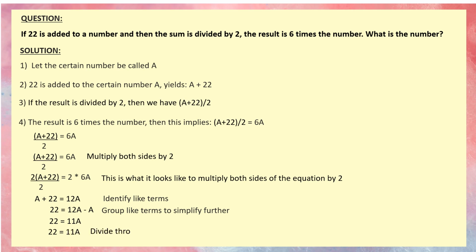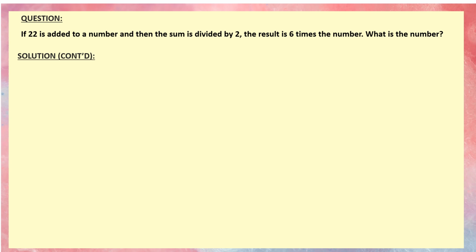And then we'll divide by the coefficient of A because we want to solve for A. In this particular case, the coefficient of A is 11. What does it mean by the coefficient of A? That is what is multiplying A, and what we have here is 11. So we divide both sides of the equation by 11. And when we do that, we have 2 equals A. So our A is 2, and that is the answer to the question.